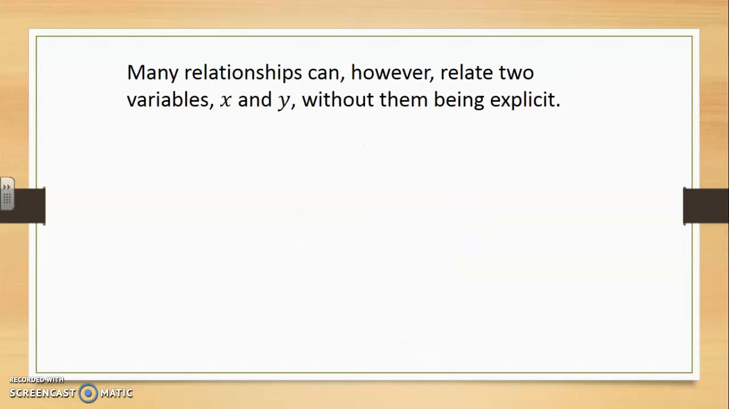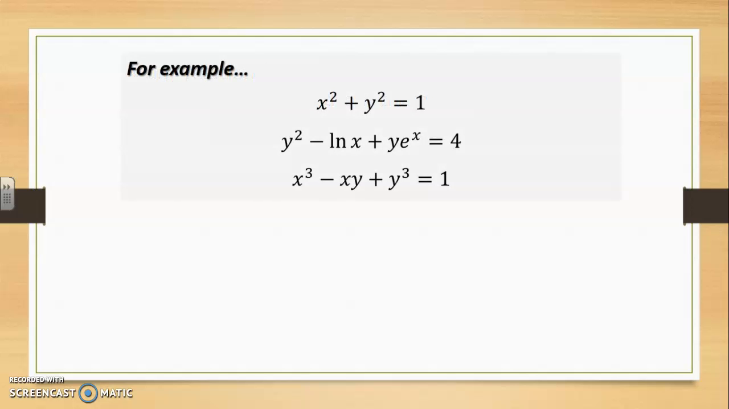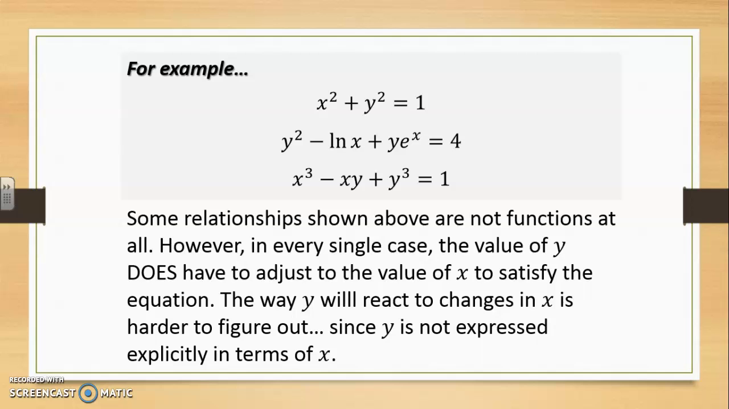Many relationships, however, can relate two variables, x and y, without being explicit. For instance, the equation of a circle, x squared plus y squared equals 1, does not actually show how y depends on x. All we see is an equation where we have to assume that changing the value of x will force you to change the value of y accordingly. That's also true of the other functions that are listed there, and whose shapes are obviously not circles anymore. So some relationships among those shown above are not even functions, they're relations.